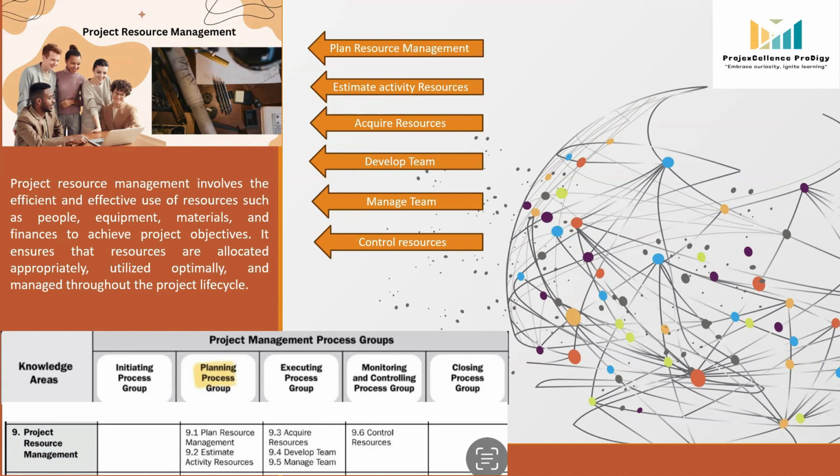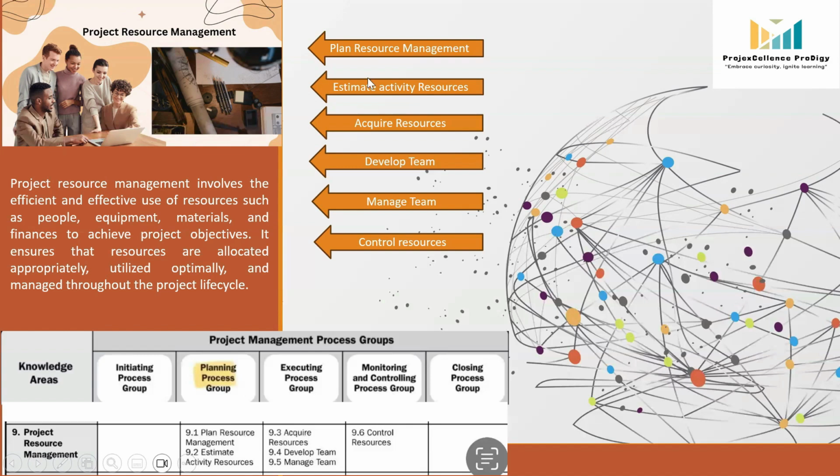So there are a total of 6 processes in project resource management. 2 processes fall in the planning process group, 3 processes fall in the executing process group, and the remaining 1 process falls under the monitoring and controlling process group.